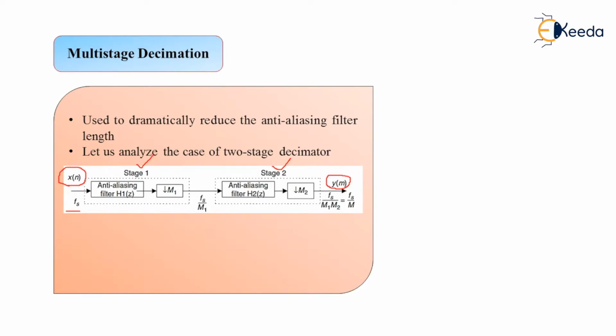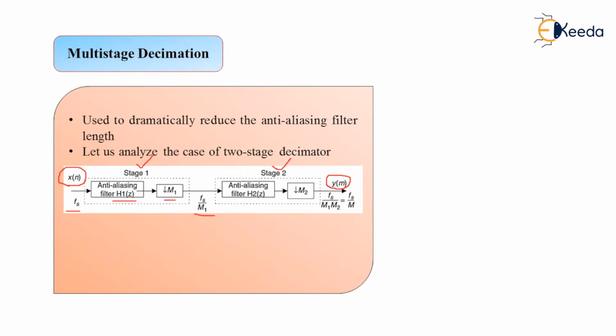Now there are two stages, as we have just talked about. In stage number 1, we have an anti-aliasing filter with the filter function denoted as capital H1 of z, followed by the decimation factor, here capital M1. The result of x of n processed by stage 1 of this two-stage decimator is that the sampling rate has changed to fs divided by capital M1.